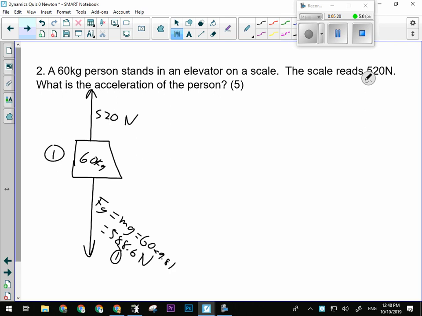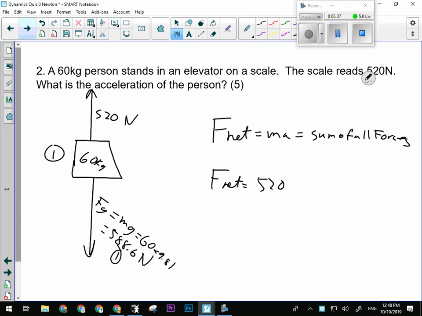If I want to find the acceleration of the person, I need to find the net force. That can be m times a, or it can be the sum of all forces. I'm first going to do the sum of all forces. F net equals 520 plus 588.6, but that 588.6 is negative. If they have something about the sum of all forces there, they can have a mark for that, which means our net force is going to be negative 68.6 newtons. Everyone all right with that?